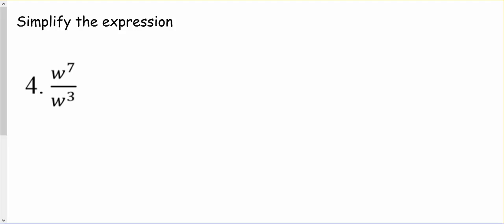Another property of exponents says we're going to subtract. Just like when we're multiplying we add our exponents, when we're dividing we subtract our exponents. So this would be 7 minus 3, which would be 4.